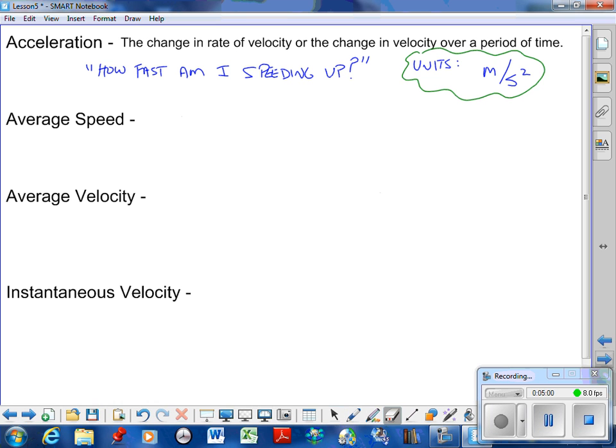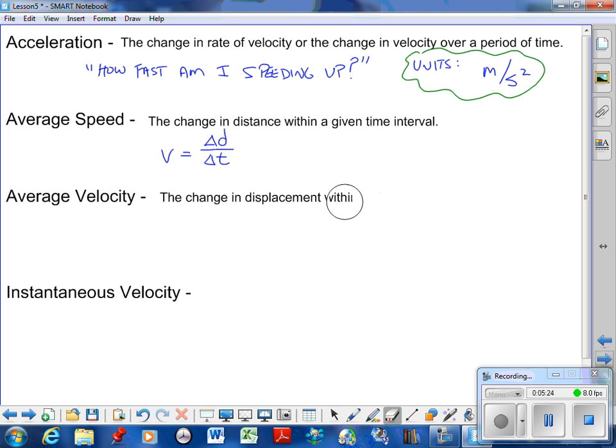Average speed, definition: the change in distance within a given time interval. So basically here, the formula would be delta D divided by delta T. And remember, delta D is D2 minus D1, so you're not necessarily starting at the beginning. You're starting partway through, possibly. Average velocity, it's now the change in displacement with respect to time. Similar formula, delta D over delta T.